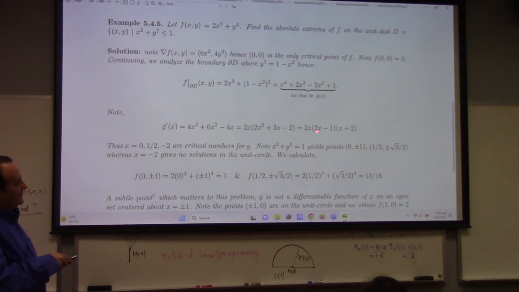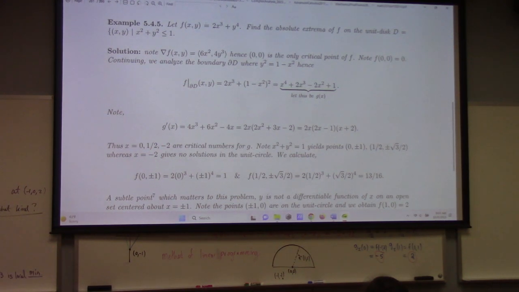I set the derivative equal to 0. I find my critical numbers. I plug them in. And I get these are my possible min-maxes. And then we pick winners and losers. This is the closed set test.